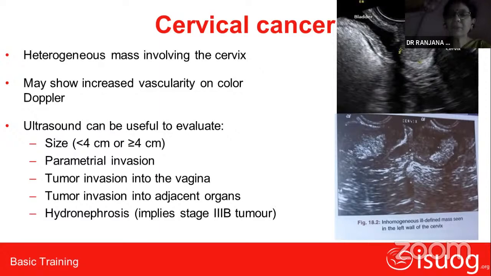By ultrasound, we can find out if it is a low risk or high risk case by seeing the size, if it is less than 4 centimeters or more than 4 centimeters, by parametrial invasion or tumor invasion into the vagina or adjacent structures like the bladder or rectum. In stage 3B or 4, we can also find out transabdominally the hydronephrosis affecting the kidneys, or metastasis in the liver, or presence of lymphadenopathy with periaortic nodes, obturator nodes, and pelvic nodes.